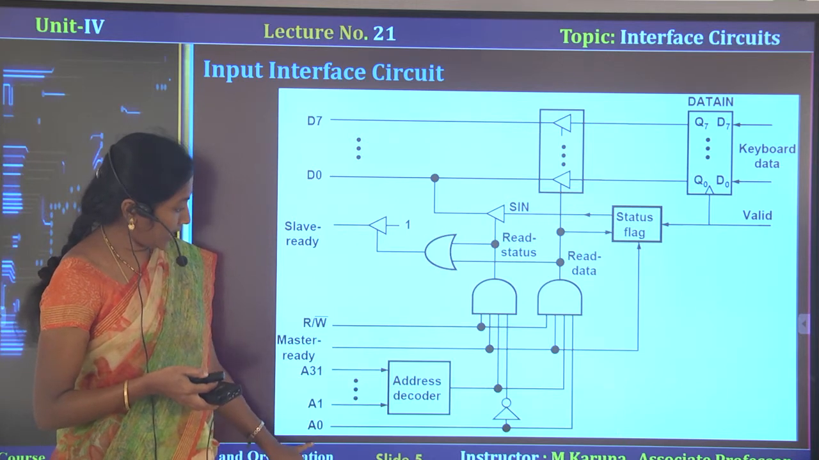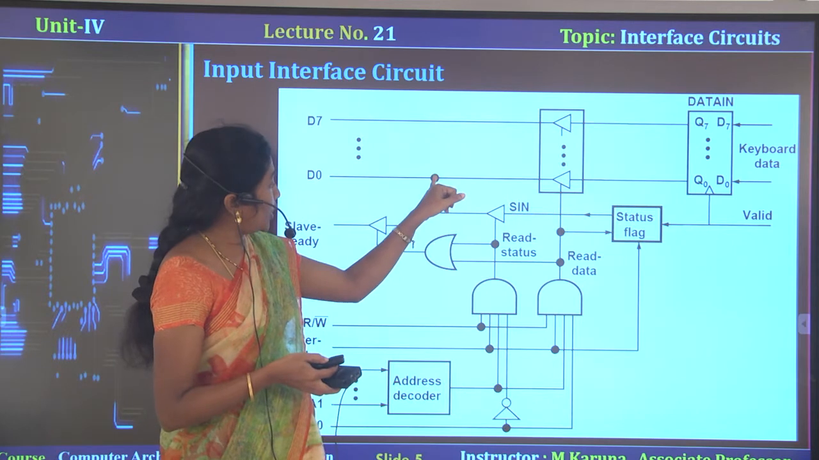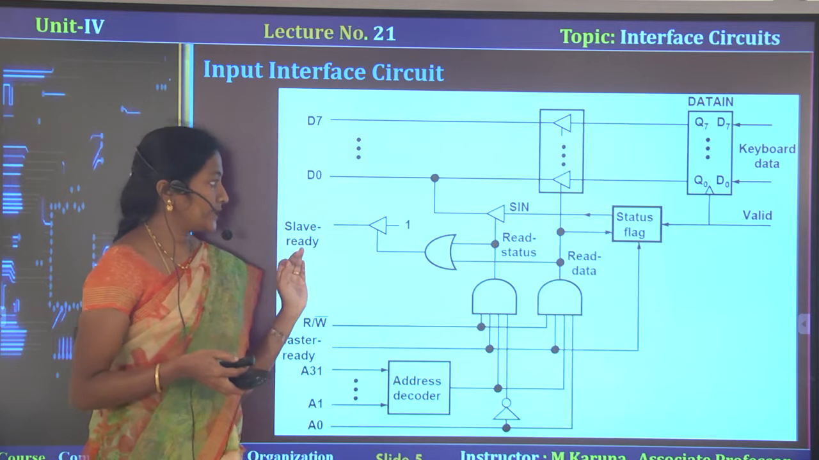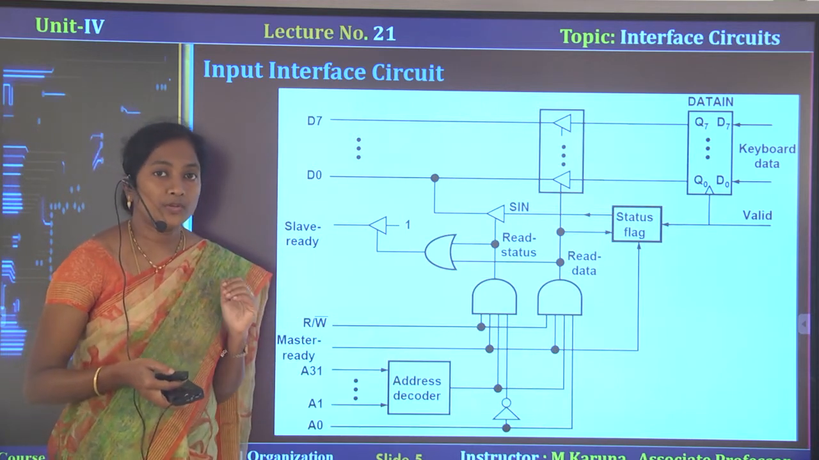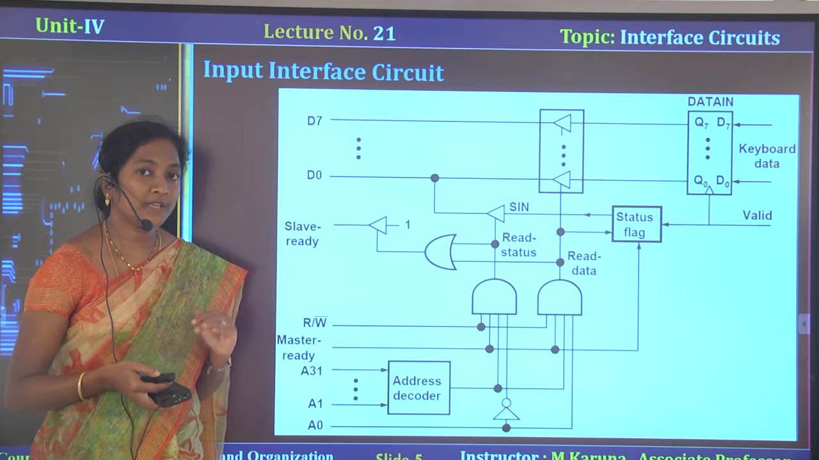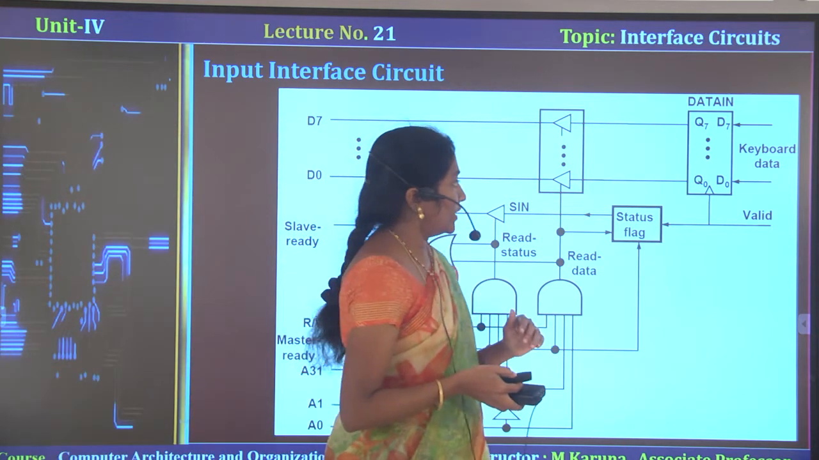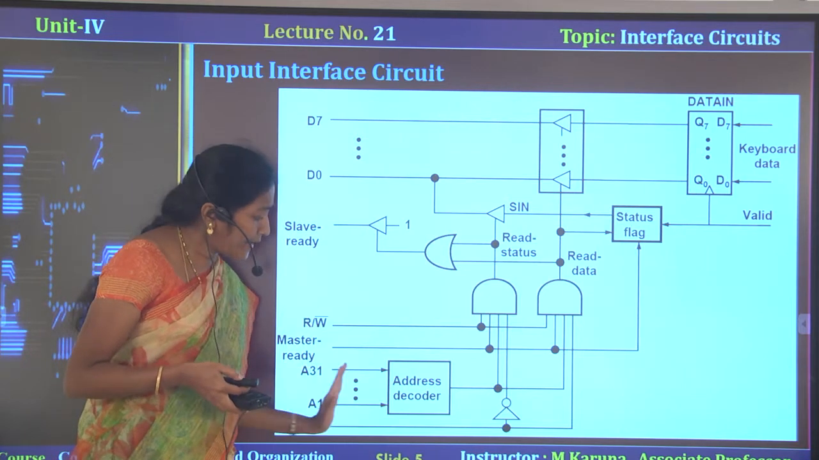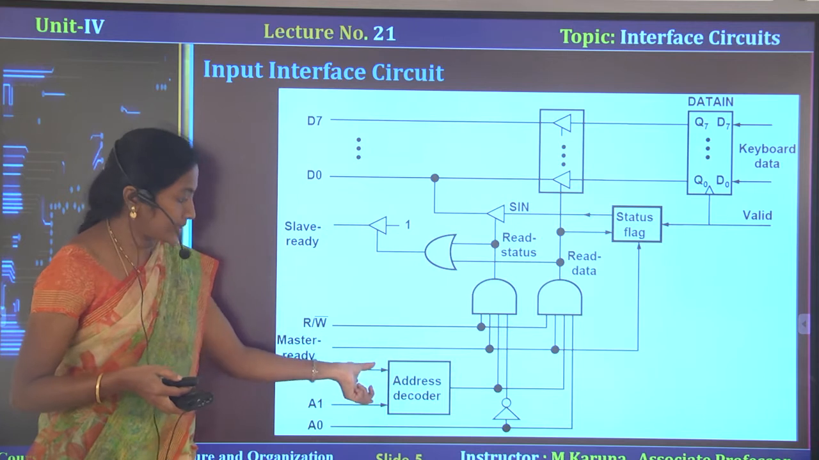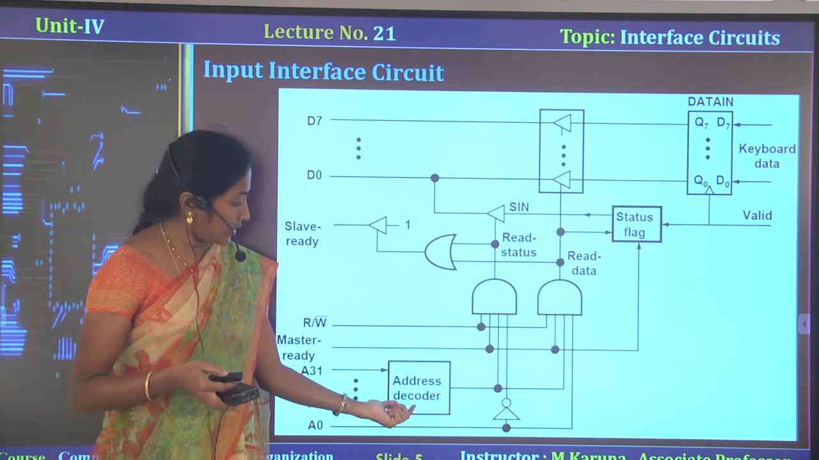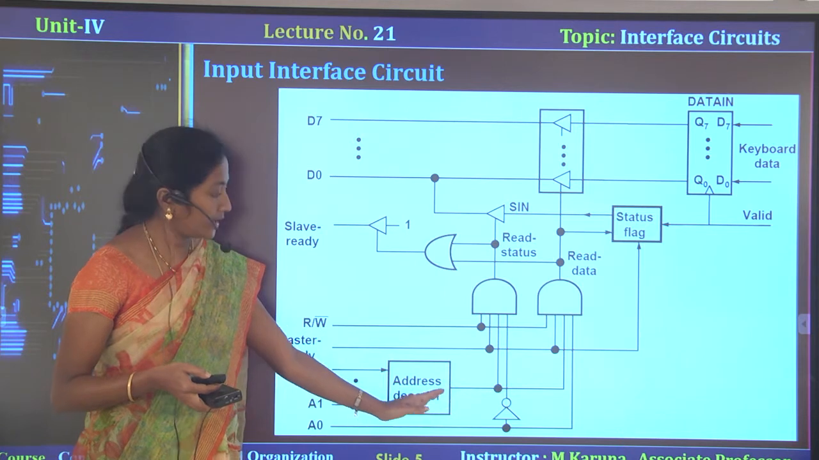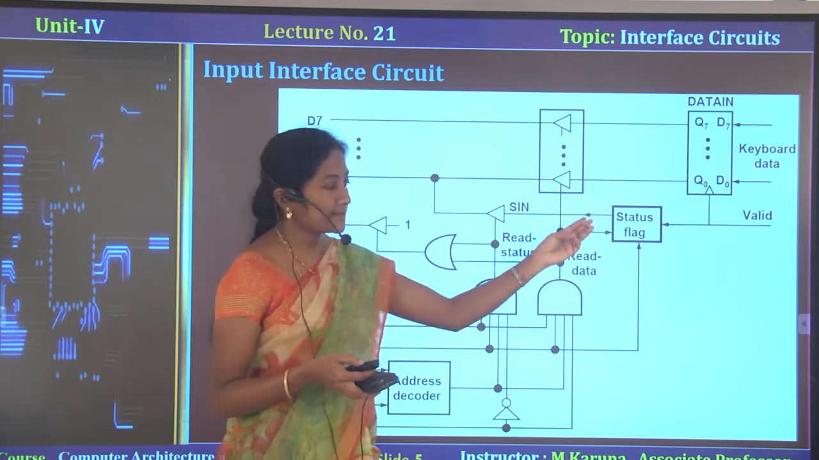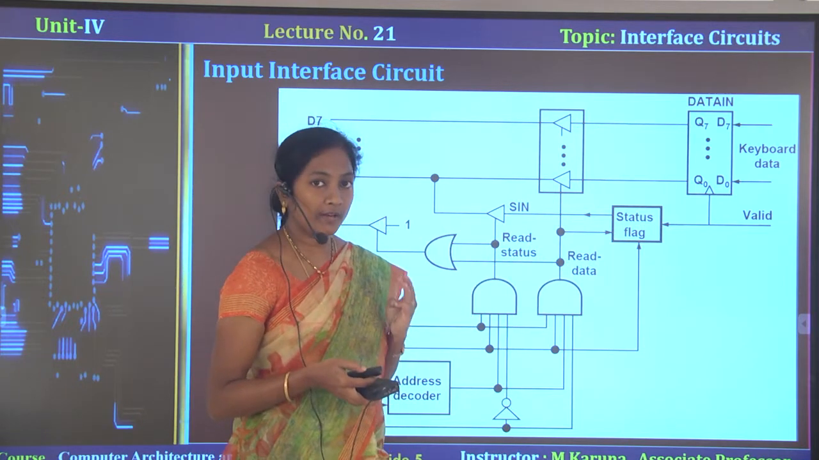Here the A0 pin is connected to the D0 bit to read the SIN bit through the D0 line. These are the connections required to perform the read operation between the keyboard and the processor. Let us see one by one. Initially the processor sends the address through the address lines. Then the address decoder is used to recognize the addressed device. Whenever the keyboard is recognized, the keyboard will respond.